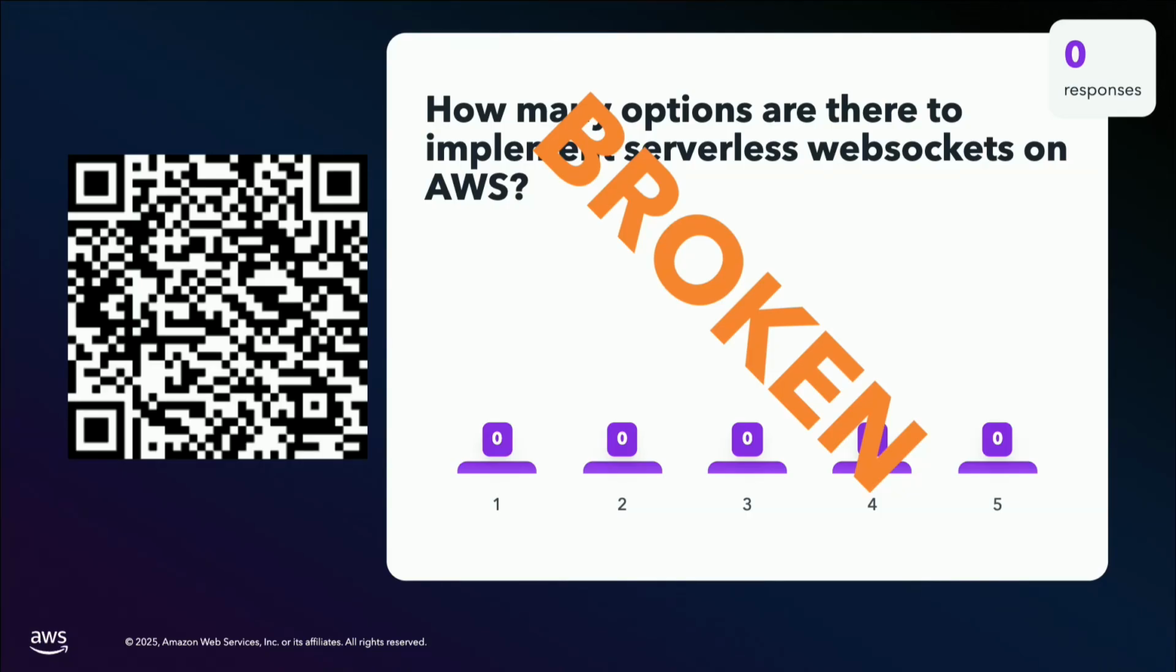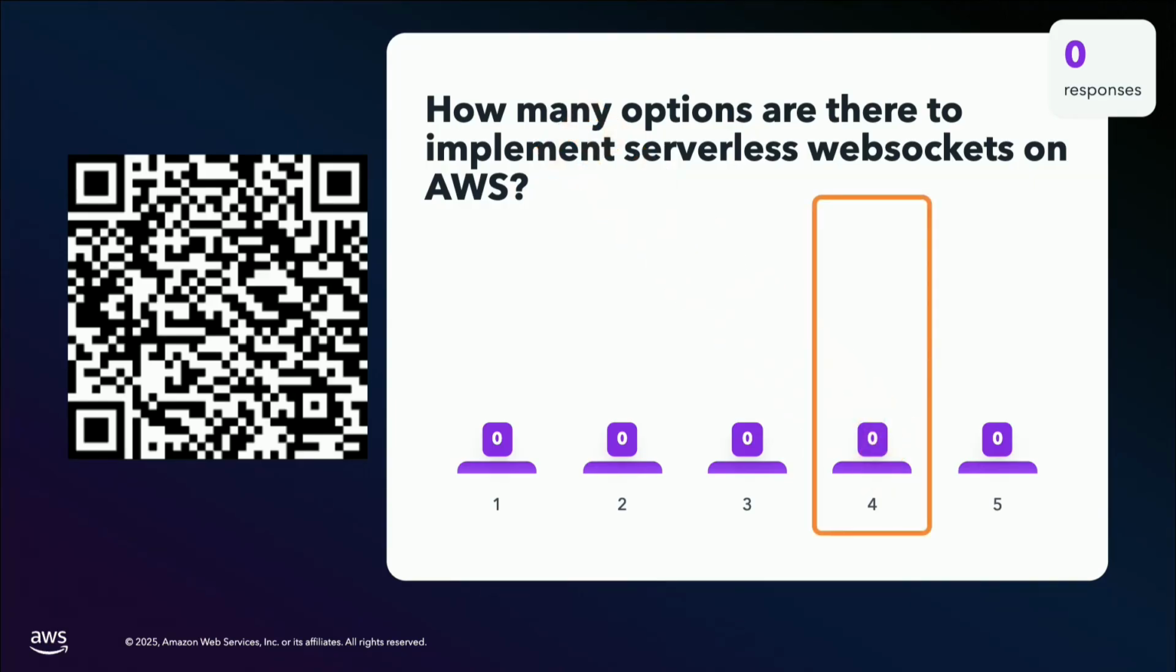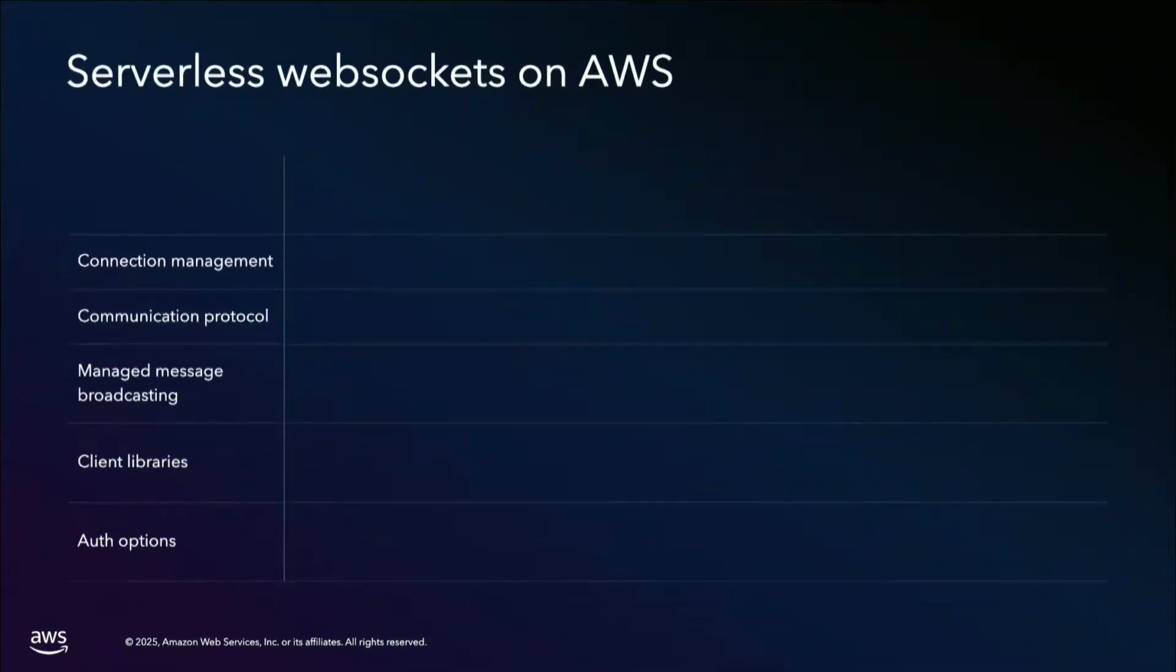So we're going to look at the different ways you can actually implement it. But not to leave you hanging, the answer is actually 4. So let's look at these 4 methods. We'll start with the first one, which is using the Amazon API Gateway.